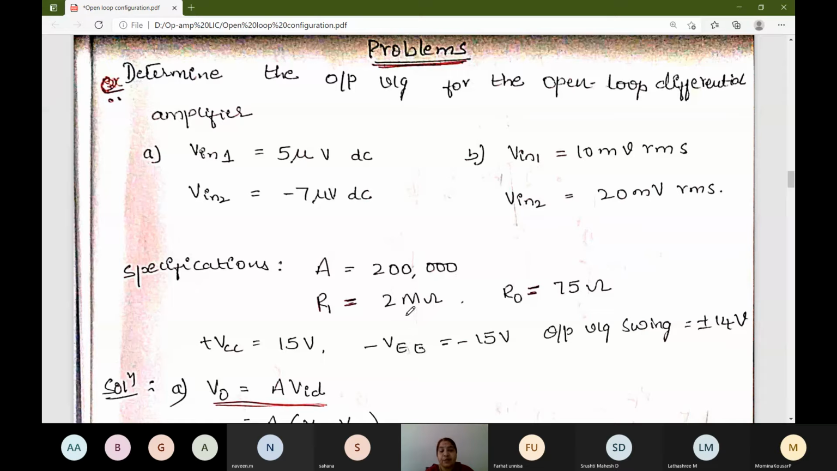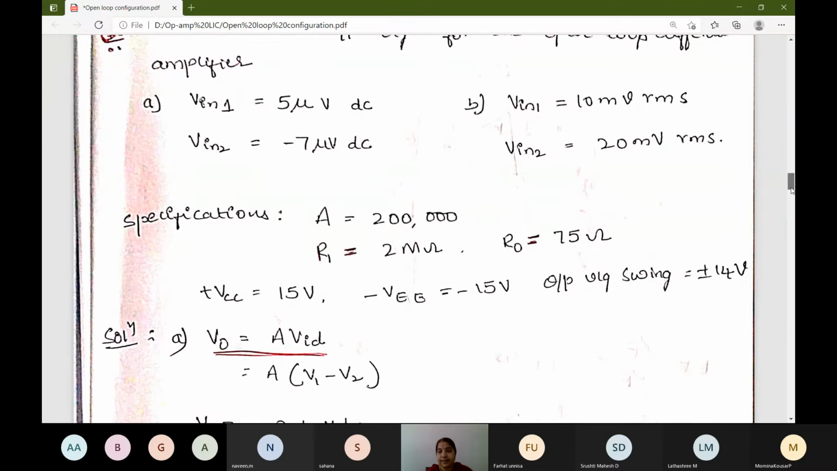Okay, and R1, the input resistance, is 2 mega ohm. R0 is 75 ohm. See, input resistance is very high and output resistance is very less. And VCC, the supply voltage which we give, is 15 volts and minus 15 volts. The output which we are getting is plus or minus 14 volts. That is the output swing, a little less than the supply voltage.